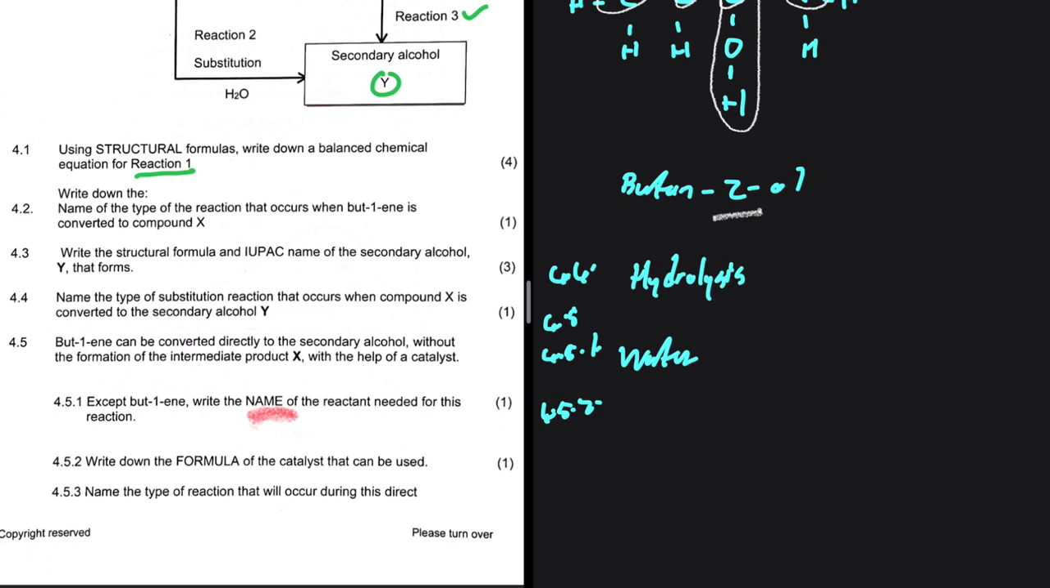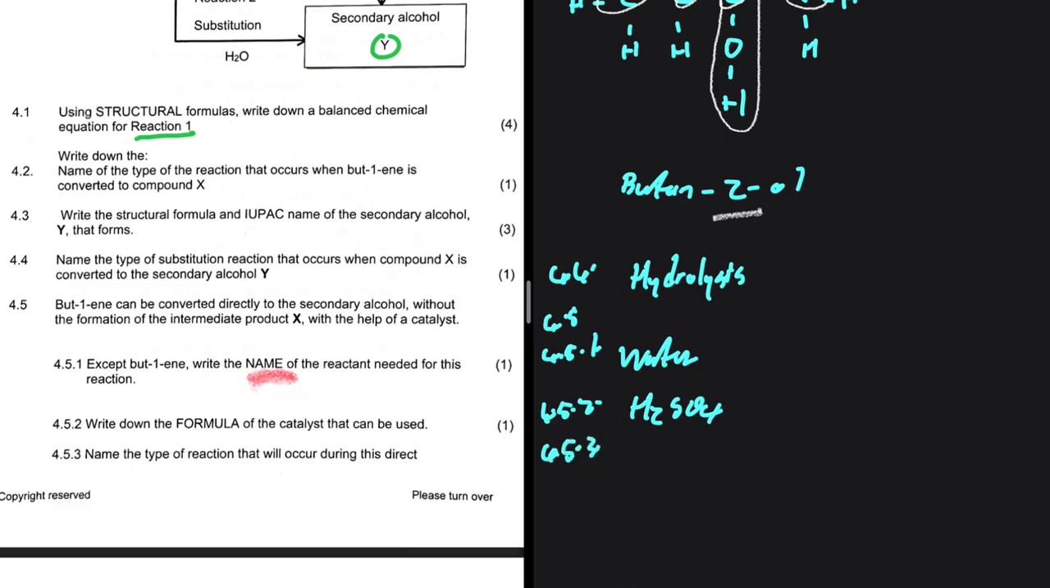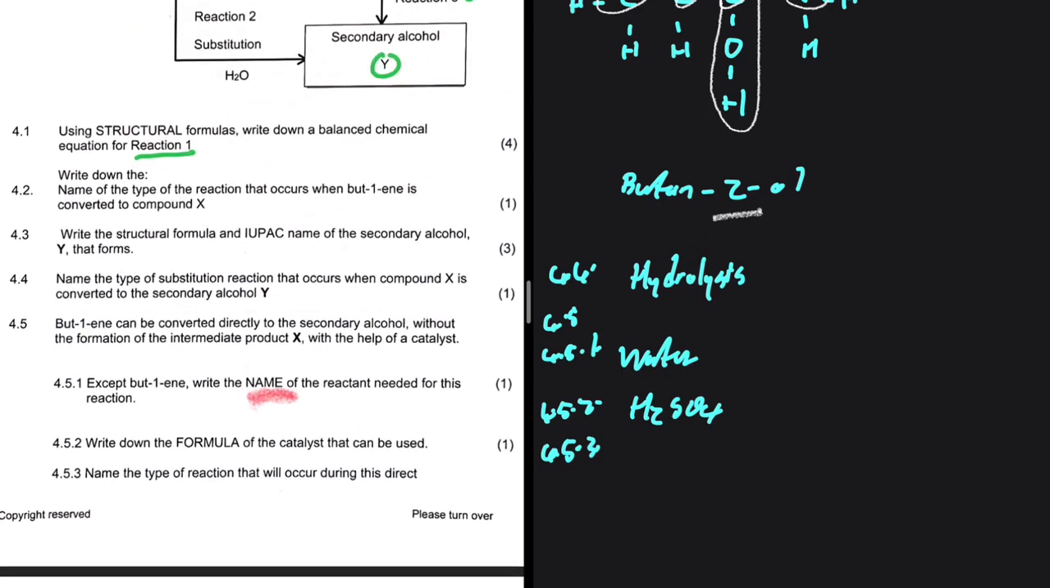And 4.5.2. Write down the formula of the catalyst that can be used. If you write sulfuric acid, your answer is wrong. The question says formula. So you're supposed to write H2SO4. And 4.5.3. Name the type of reaction that will occur during this direct conversion. It's 2 marks for one question because the same question is getting asked in 4.2. The type of reaction that will occur is addition.